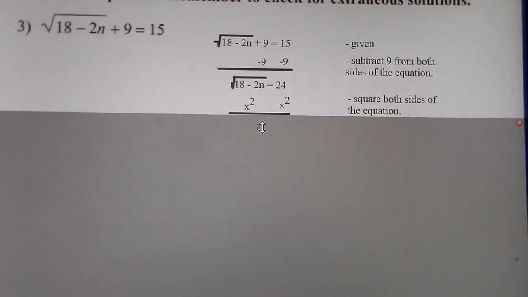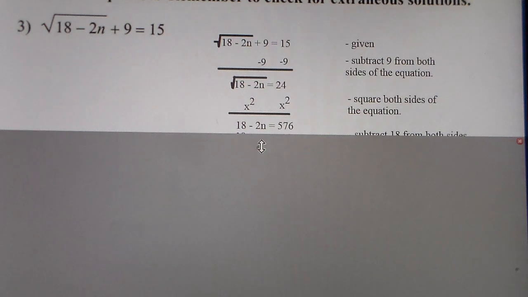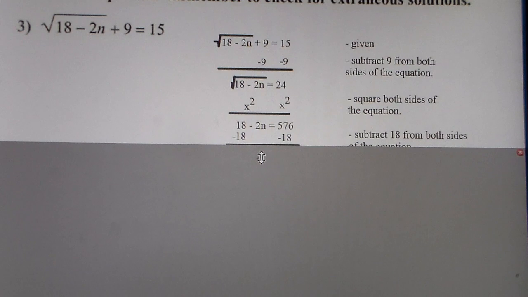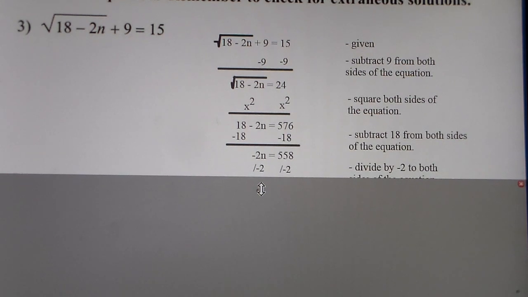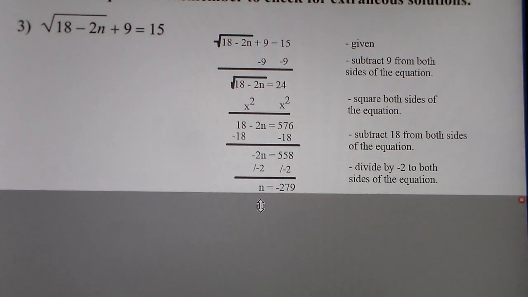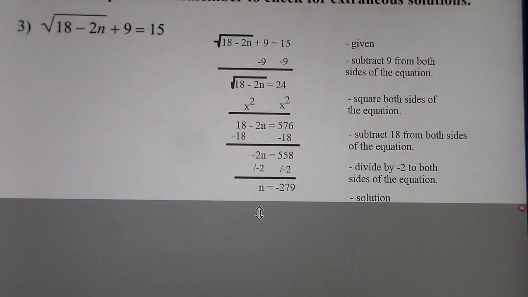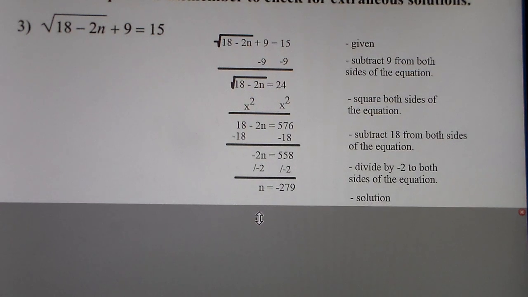We then square both sides of the equal sign. And when we do that, we get 18 minus 2n equals 576, because 24 squared is 576. We then subtract 18 from both sides of the equal sign, and we get negative 2n equals 558. We divide both sides of the equation by negative 2, and we get n equals negative 279, and that is our solution.